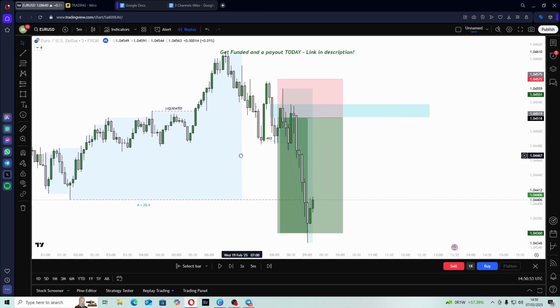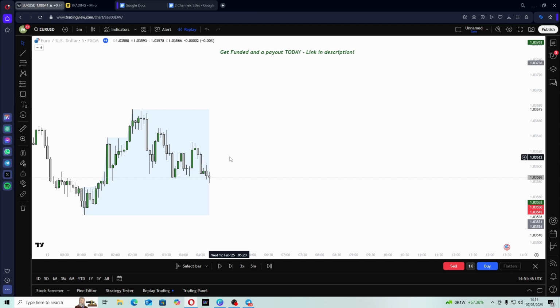I'm going to be showing you another example right now. In this example, I'm going to be showing you a little more complicated silver bullet setup, so you need to listen very carefully to be able to get this one, right?